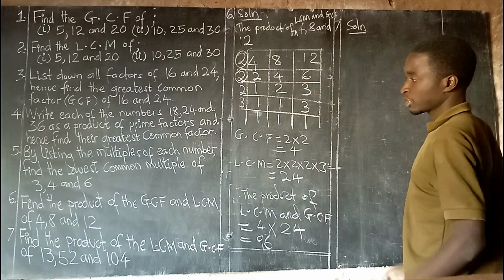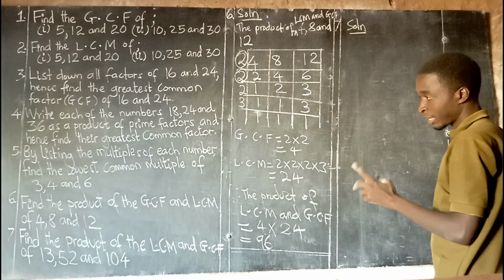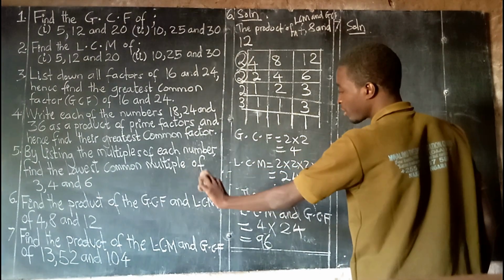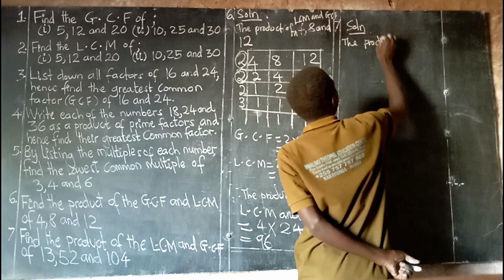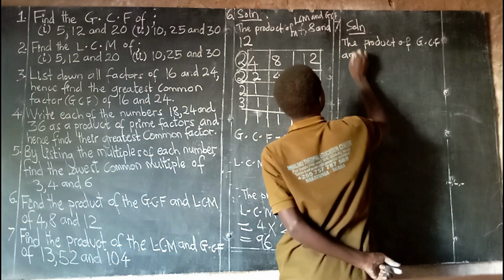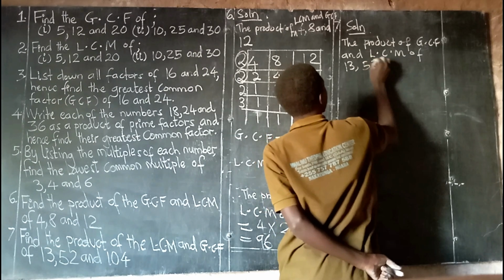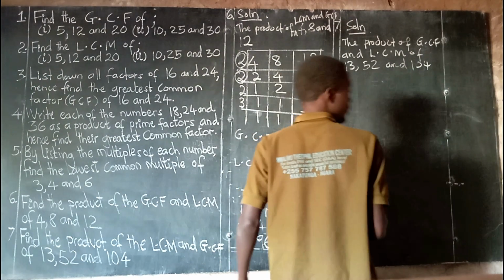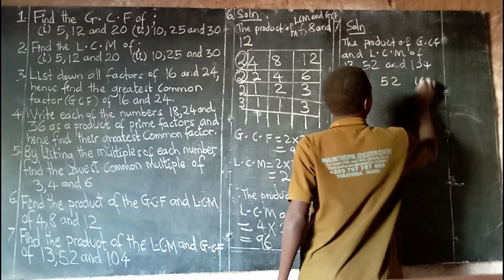The solution for the 7th question, as you can see, it is stated: find the product of the LCM and GCF of 13, 52, and 104. Now we are asked to find the product of GCF and LCM of 13, 52, and 104. Now you can see the way we do is the same as I told you. We are going to write 13, 52, 104.